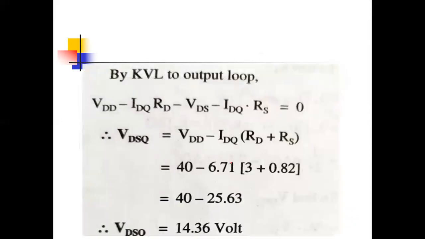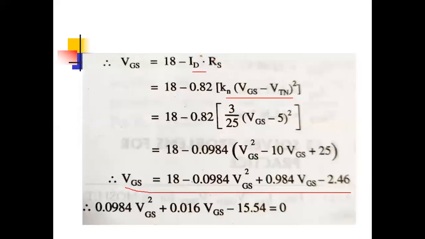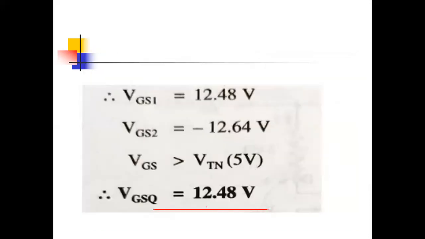Understood? Listen, this is the equation. If you put VGS first, there will be an equation of ID, then you solve for ID. Or you put the value of ID in the equation of VGS, and then there will be an equation of VGS. So from this method, you have found VGS and ID.